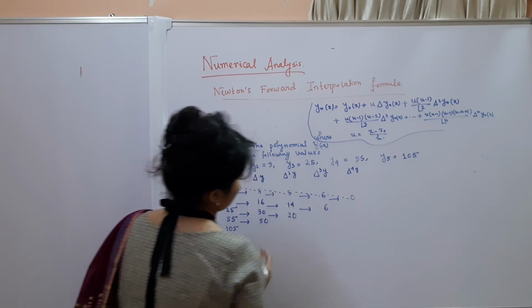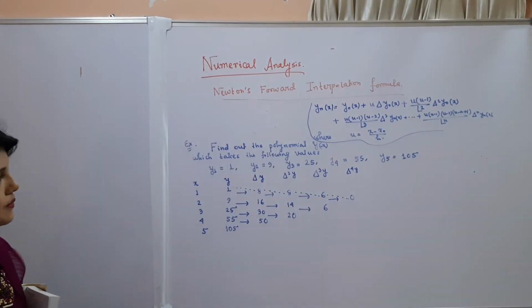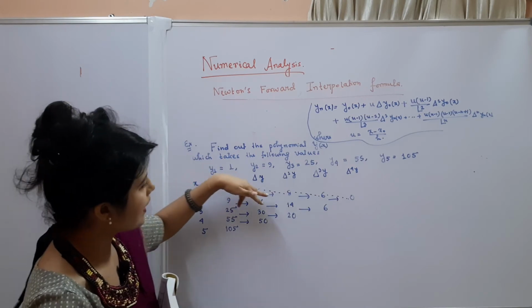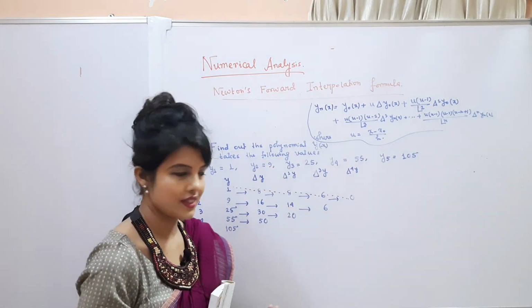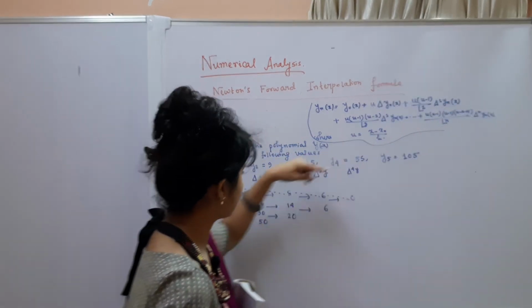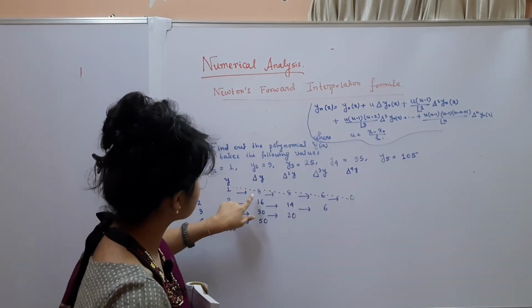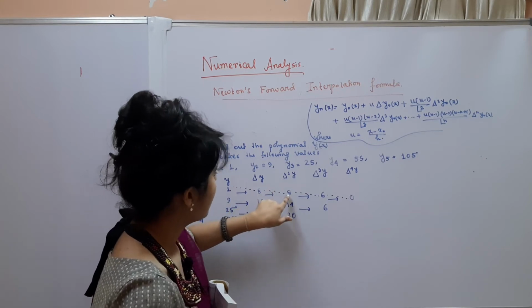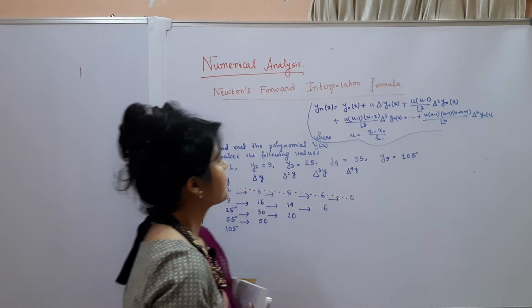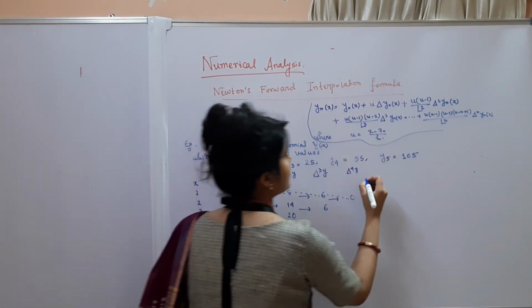So actually in Newton's forward difference method, you need these values 1, 8, 8, 6, 0, right? These values of y, because you need y0, delta y0, delta square y0, delta cube y0. Okay, so now you have to compute u.